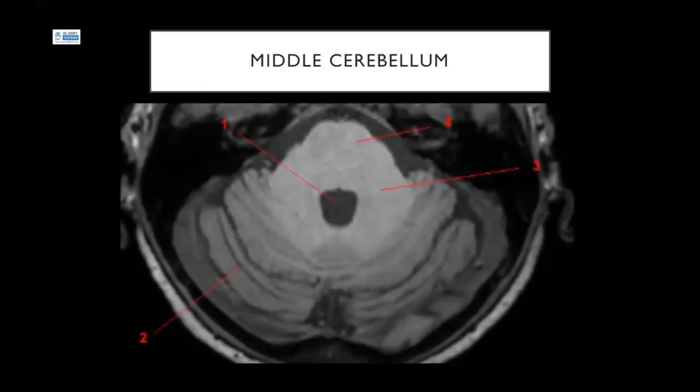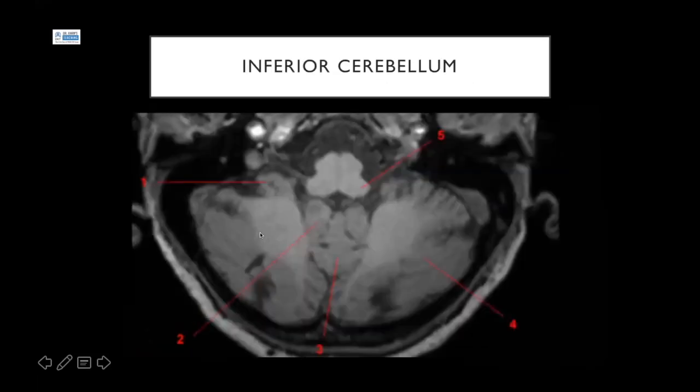So we've come slightly more inferior, and now we can appreciate the middle cerebellar peduncles, which connect the pons to the cerebellum. And again, as I said, we can visualize the fourth ventricle here. And now we're starting to appreciate the left and right cerebellar hemispheres. Now we're at the level of the medulla oblongata. Here we can appreciate the folliculus, which is this number 1. These are the cerebellar tonsils. This is the vermis centrally. And then we have the cerebellar hemispheres.